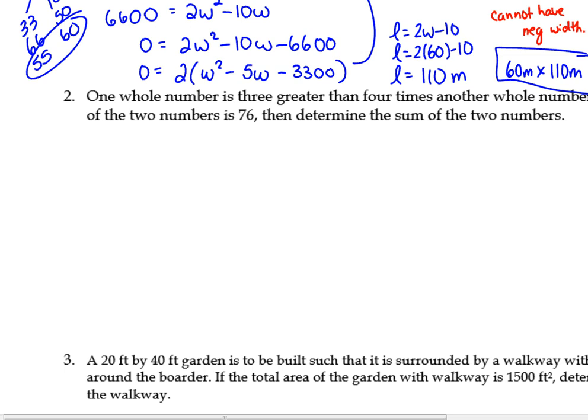One whole number is 3 greater than 4 times another whole number. So let's use x and y. Okay? Keep it simple. One whole number is, how could I write that? 3 greater than 4 times another whole number. So let's be careful. One whole number is 3 greater than. Okay, if it's 3 greater, is it 3 times greater or just 3 greater?